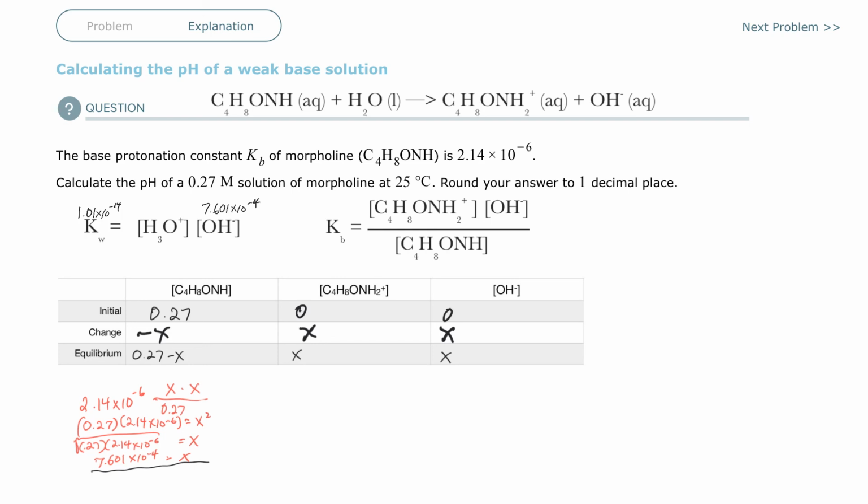So I'm just going to divide these two. I'm going to take 1.01 times 10 to the negative 14 divided by 7.601 times 10 to the negative 4. And you'll get the acid concentration because that's how you're going to find your pH. So this is going to be 1.329... times 10 to the minus 11. Okay, so that is the concentration of hydronium.